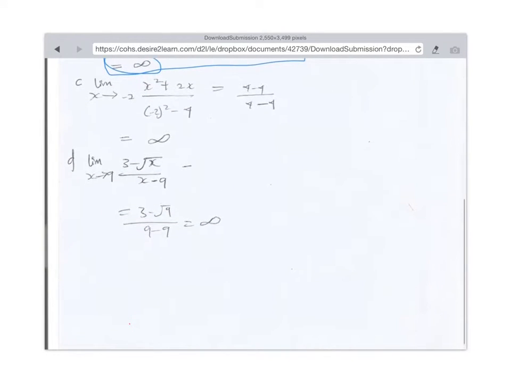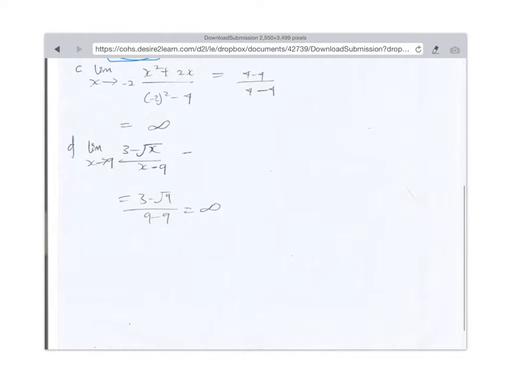For part C, we've got x squared plus 2x. What was your original equation here? x squared minus 4 on the bottom. So again, we can't just substitute in minus 2 because that's going to give us a denominator that's equal to 0, and that gives us an undefined value for this function. So rather than that, I want you to factor the top, x times x plus 2, and factor the bottom, x plus 2 times x minus 2. That's a difference of squares.